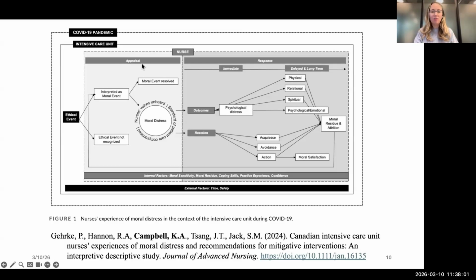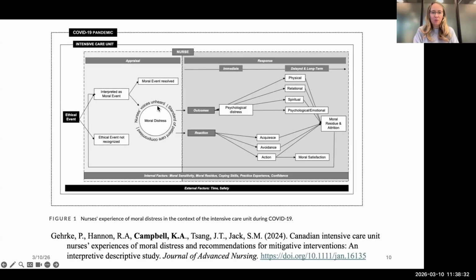The first stage of this was that the nurse had to appraise it. The nurse had to say, okay, what's happening here? Maybe this is a moral event, or maybe it's not. So these were the things that happened first: if it was to be moral distress, they had to recognize that this was a problem. Other nurses from the same unit didn't really think that it was an ethical event, and so they had no moral distress. But where it was, something else happened.